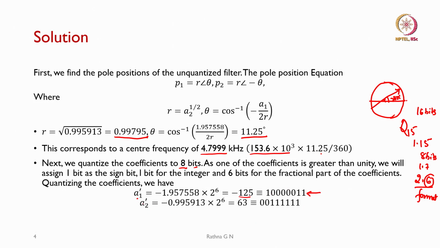Coming to A2 dash, which is given as minus 0.995913, into 2 power 6, comes out as 63. It may come out as 63.5 or 63.6, you can check the exact value. Why we are representing this also as 63, I will hold on for a while, we will come to that. This is your binary representation, fine.